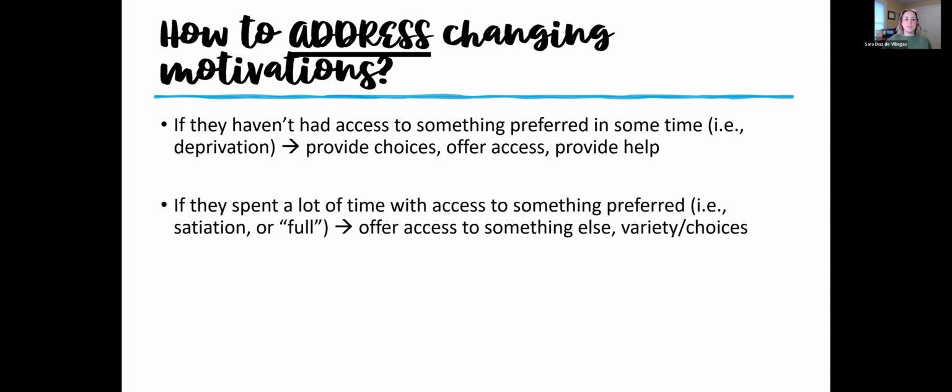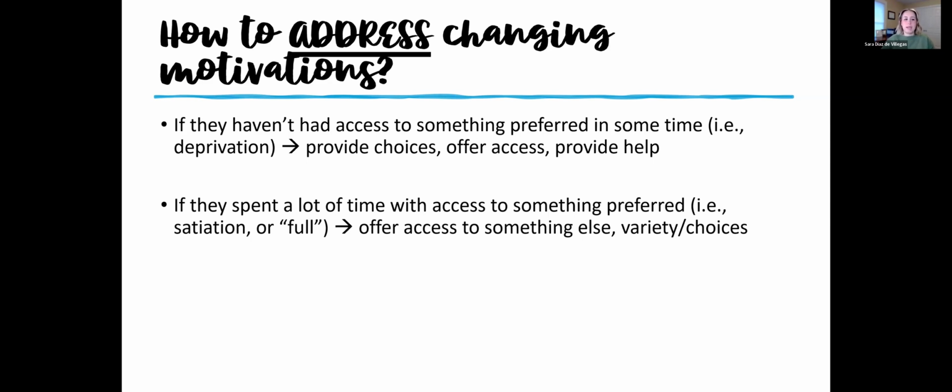So provide some choices, offer access to different things that you have within your means, whether those be activities or places that you can go to, and providing help. We always want to try to encourage our teens as they transition into adulthood to maintain as much autonomy and independence as they can. So providing help is something that's really great, and that can look very different depending on your teen.